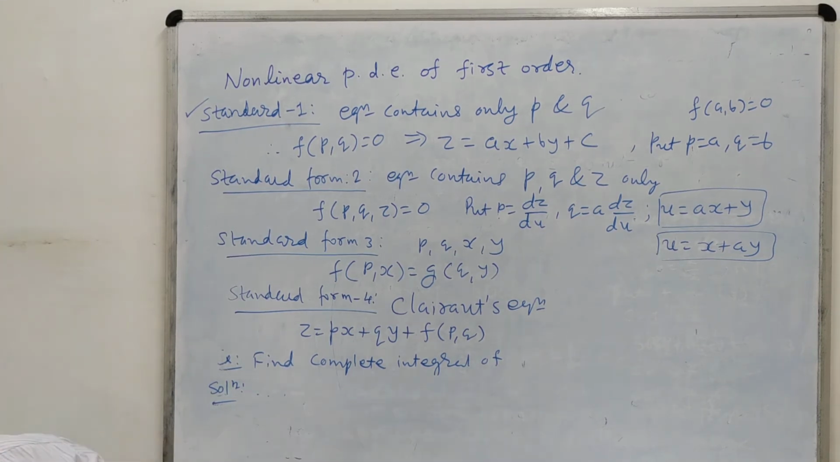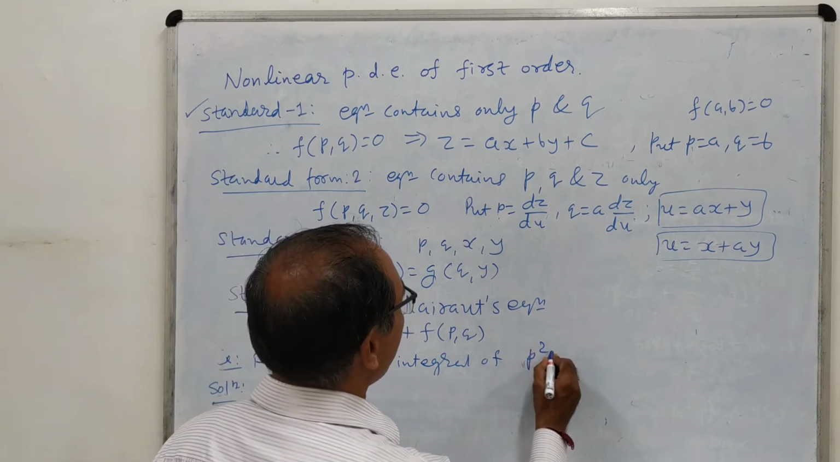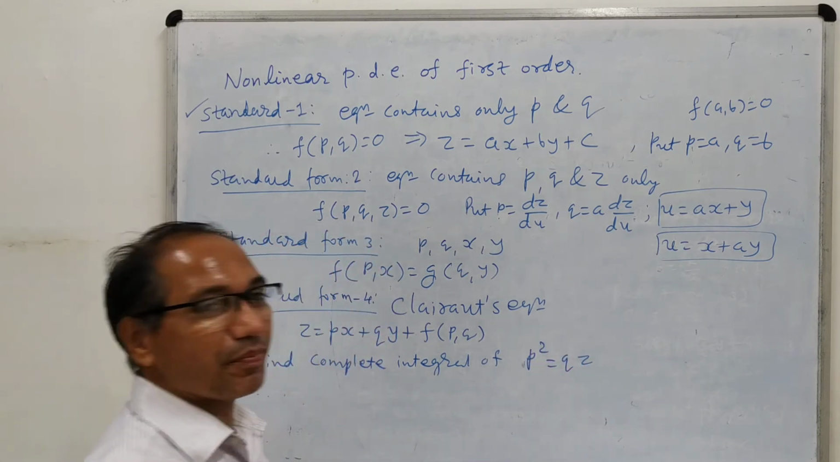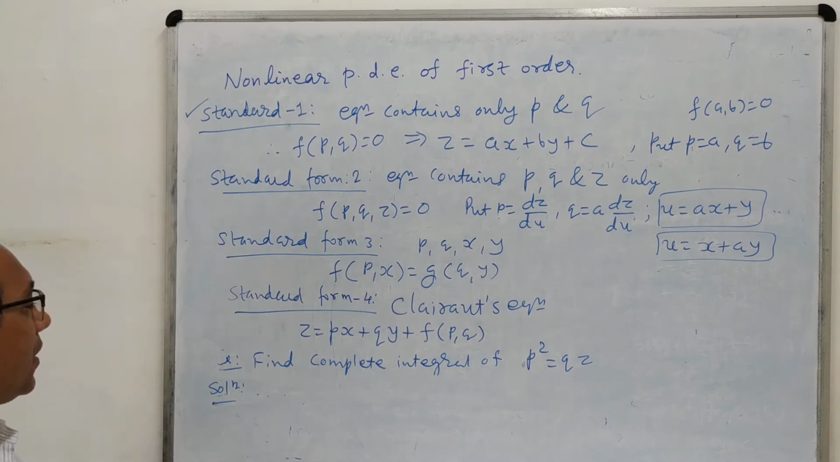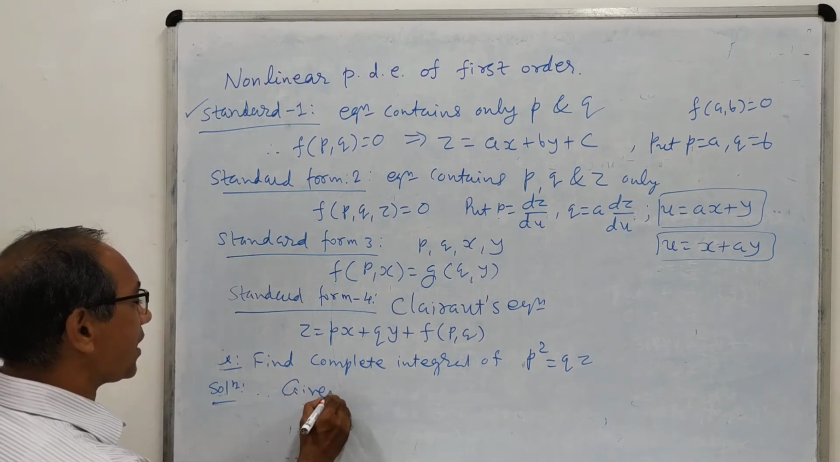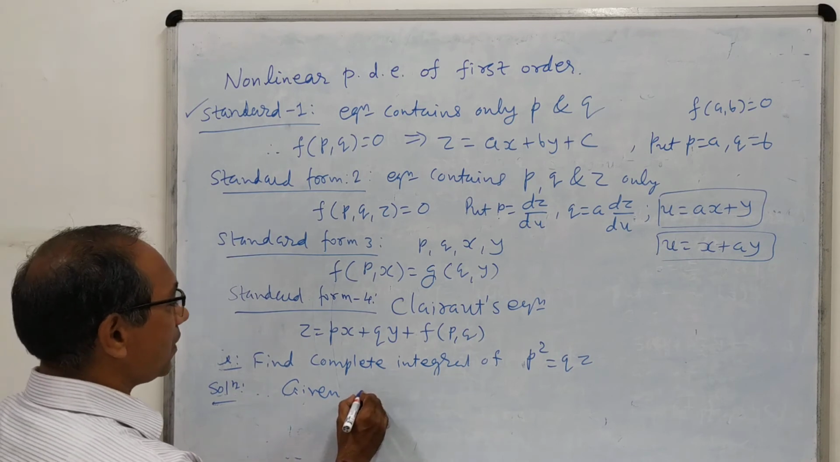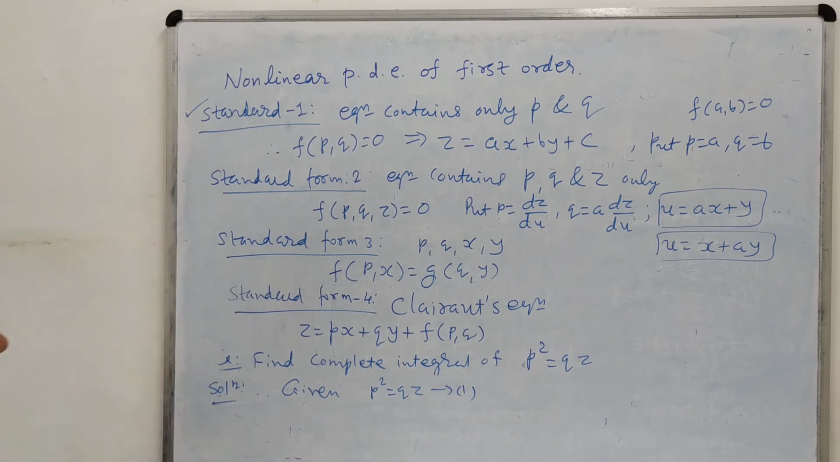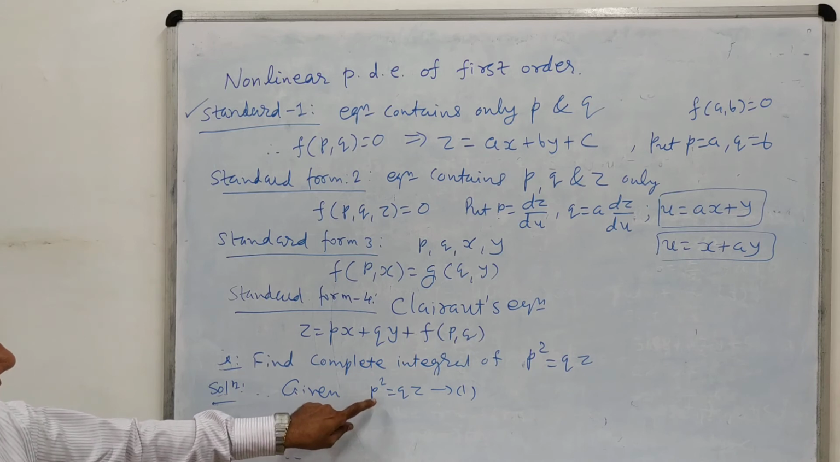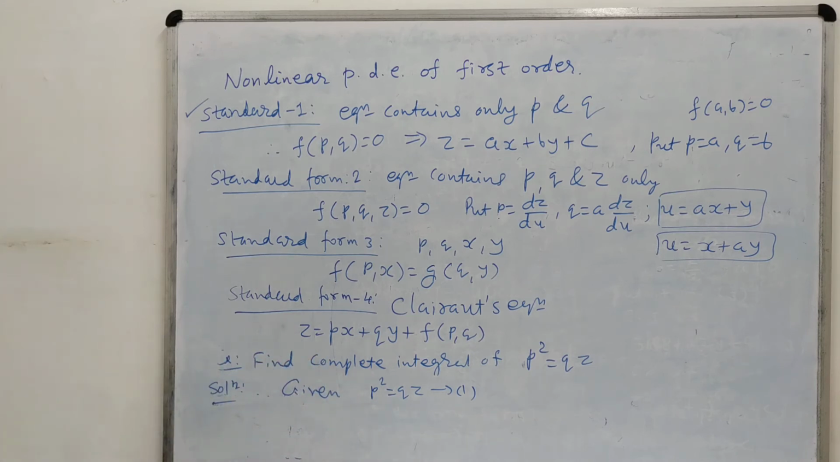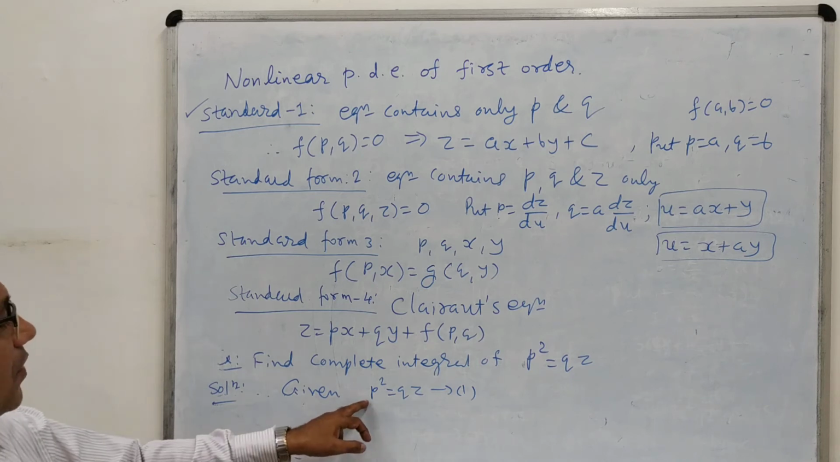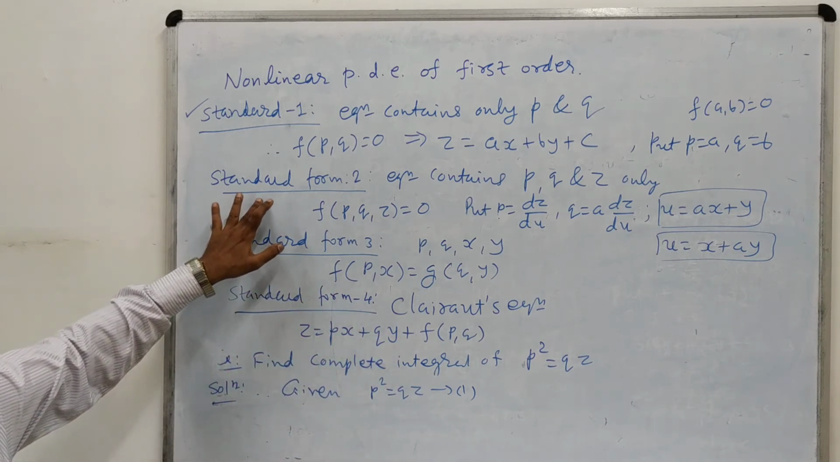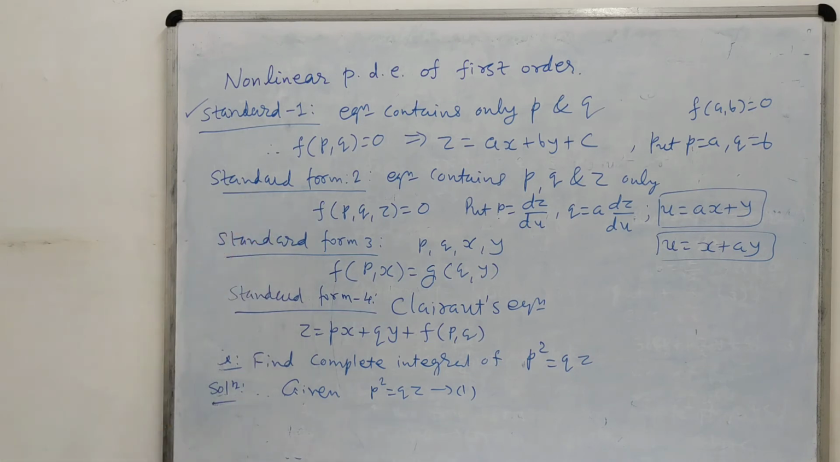Find the complete integral of p square equal to qz. So you can see the equation is very simple. We always start the solution by writing the given equation: p square equal to qz. This is equation number 1. If you write this step, then you will get the idea what to do next. The next step is to identify which category this equation falls into. Here we can see that it contains p, q and z only, so it falls into the second category, that means standard form 2.